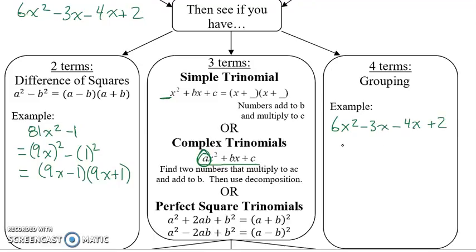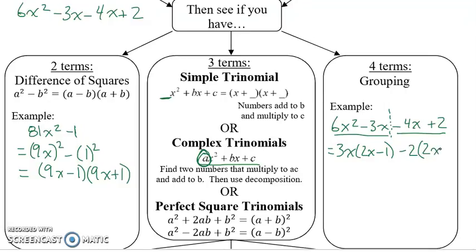Let me just write that over here. And again, I'm going to factor those first two terms and then the last two terms. Sometimes you might want to draw a dotted line between that second and third term instead of underlining it, whatever helps you to remember to factor the first two terms and the last two terms separately. I'm going to factor out 3x. We're left with 2x minus 1. And over here I'm going to take out a negative 2.